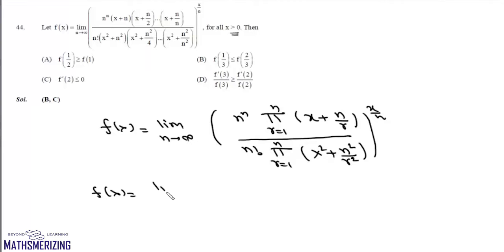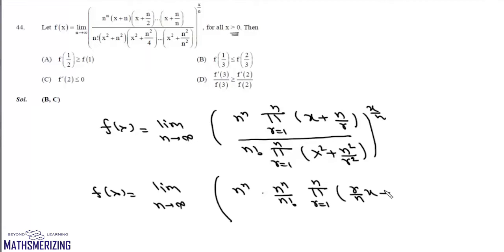We'll write this as f(x) equals this limit as n tends to infinity, n to the power n. Now what we'll do is we'll take n/r common, and if we take n/r common, it'll be n to the power n upon, now this is the product of all r's, and the product of all r's is nothing but factorial n, and we'll write this as this product, r varies from 1 to n, of (r/n into x + 1).